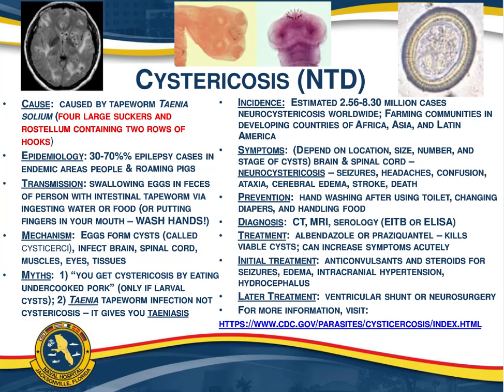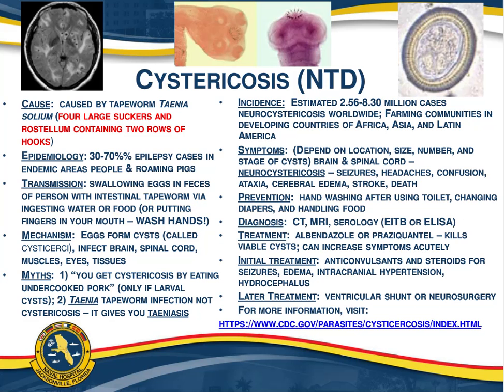It's roaming pigs. Areas that have roaming pigs, strangely enough, are at risk for this. Transmission is swallowing eggs in feces. So again, sanitation is how you prevent these. Wash your hands. Mechanism: eggs from the cysts infect the brain, spinal cord, muscles, eyes, and tissues.